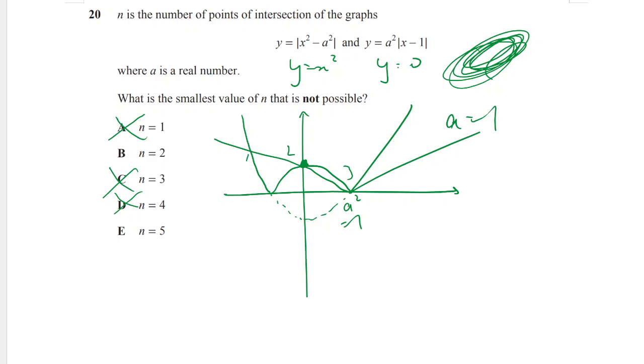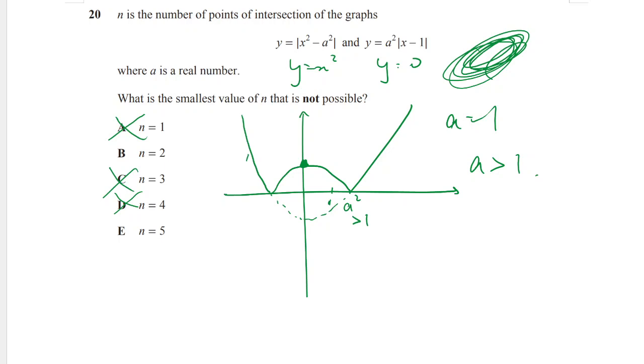How about when a gets even bigger than 1? What happens when a is even bigger than 1? Now, again, I'm just going to change the position of my 1. I'm going to keep the quadratic and change where the V is. I think that's the most convenient. So my 1 is somewhere here now, because if a is greater than 1, a squared is greater than 1.